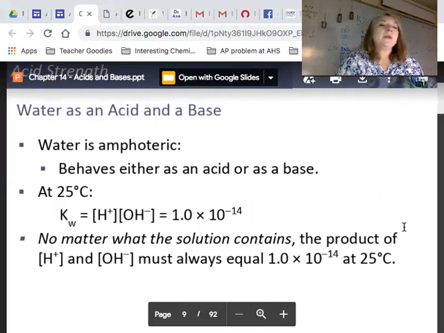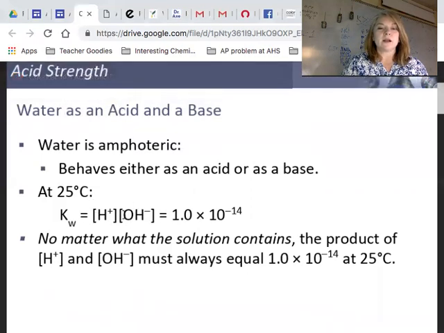Okay, now one thing that we know, and this is at this specific temperature, 25 degrees Celsius, is that when you multiply the hydronium ion concentration and the hydroxide ion concentration, you get this value. Now, one thing that I think we need to get before we go there is how exactly did they come up with that number?